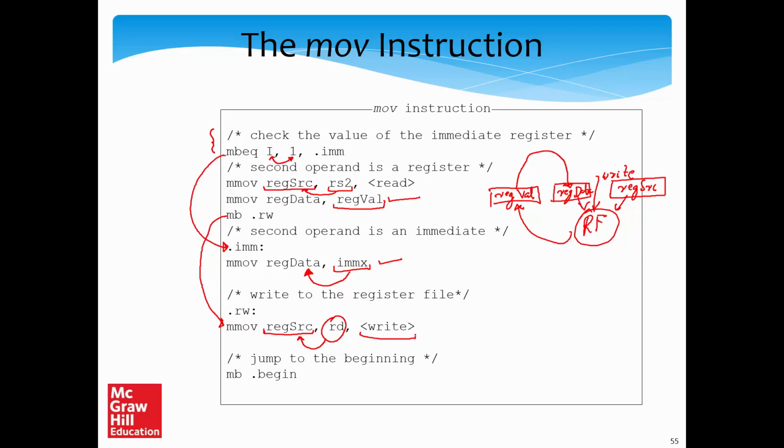And thus, if let's say we want to set R1 to R2, we essentially read the contents of R2 and transfer it to the destination register R1, which we have just done. We have either read a register or an immediate, and we have written it to the destination register. Once we are done, we jump to the beginning of the preamble by the micro instruction mb.begin.